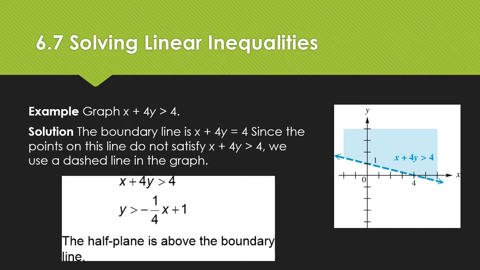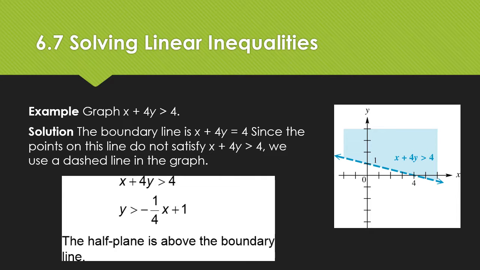And there's another way you can determine which side is shaded. Again, one way you can do it is you can pick a point like 0, 0. If you put 0, 0 in, you get that 0 is greater than 4, which is not true, which means that side will not be shaded and the other side will be.